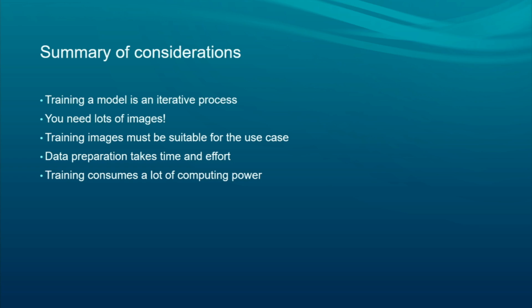Firstly, training a model is an iterative process. You're probably not going to get it right the first time. It takes a lot of tinkering with the batch size, the epochs, and the various input parameters, and also the training data set to get the desired accuracy that you want.